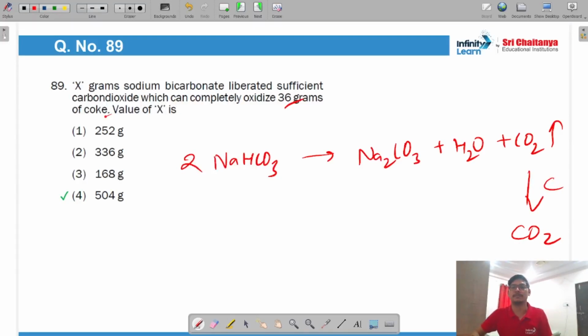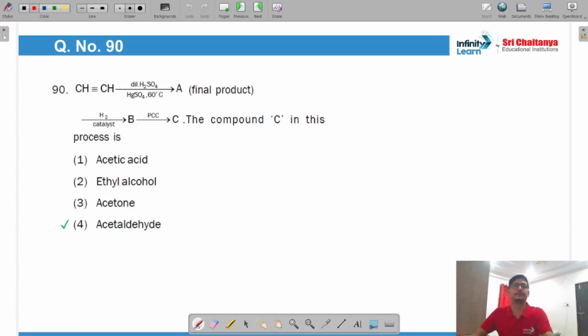36 gram of carbon. Okay, I need to oxidize, which is 3 moles. So I need 3 moles of oxygen. So basically 3 moles of carbon dioxide. So of course, which is twice. So you can calculate, right? Okay, so you can calculate the amount of NaHCO3, which will come out to be 504 gram. Then try out this question.